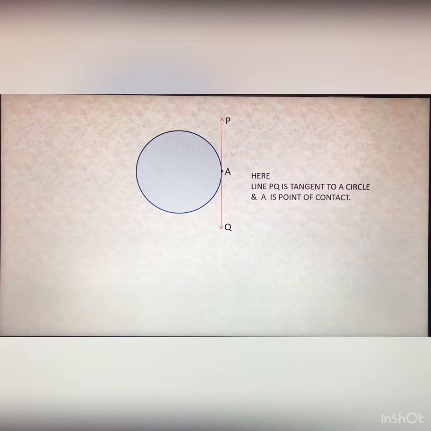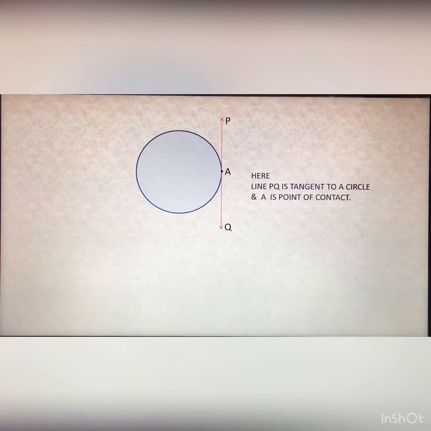So you know about the tangent, it means if a line is touching a circle at one point, then that line is known as tangent. In this case, you can see that A is the common point of the line PQ and the circle. So this point is known as point of contact. So here are two things. One is tangent and the second one is point of contact.